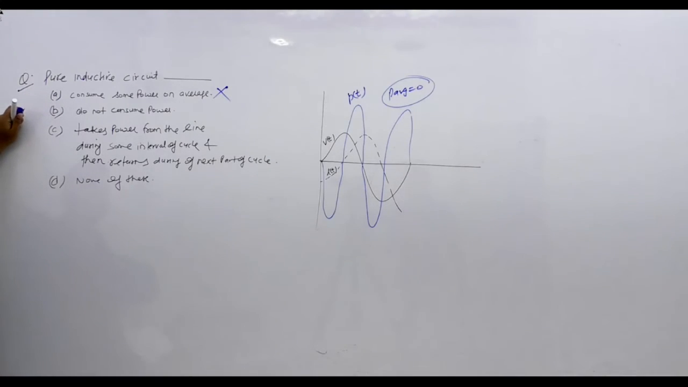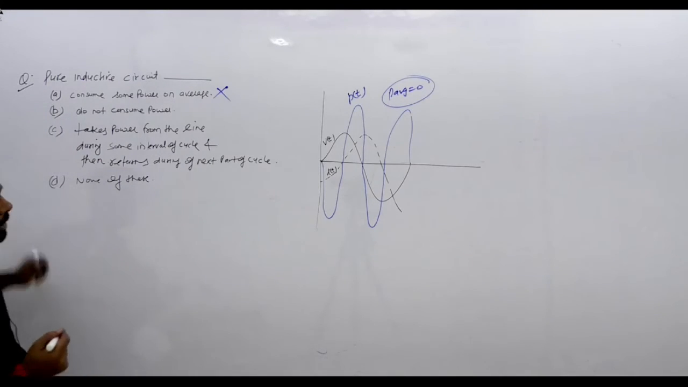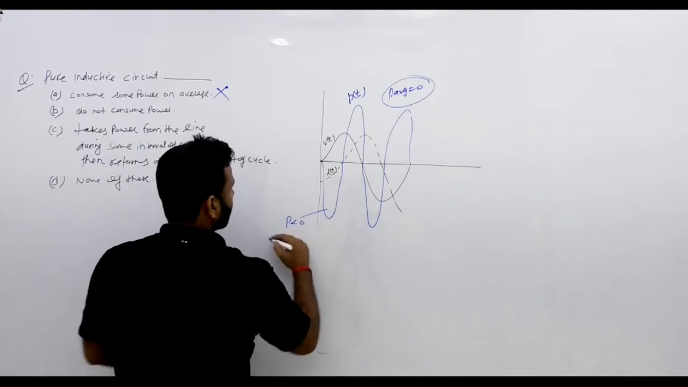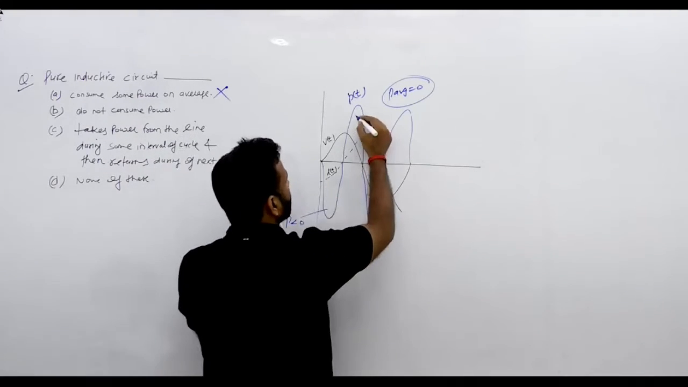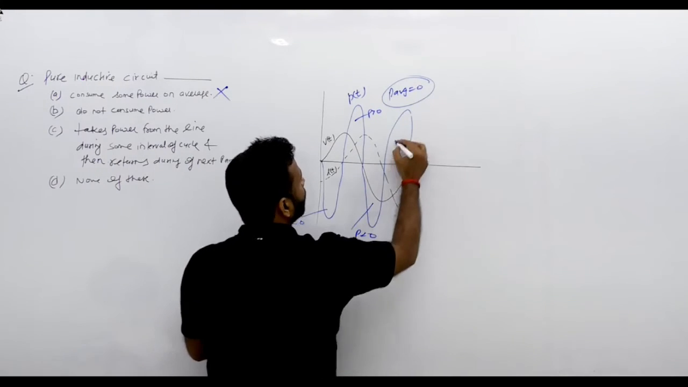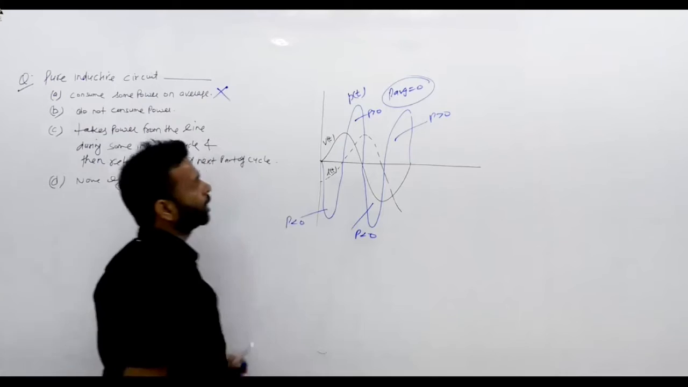तो अगर अगला ऑप्शन देखें, ticks power from the line during some interval of cycle, then returns to the next part of cycle. चेक कर लेते हैं. इस इंटरवल में अगर बात करें तो क्या कर रहा है? ये सप्लाई दे रहा है. इस पार्ट में क्या कर रहा है? पावर को कंज्यूम कर रहा है. फिर इस पार्ट में क्या कर रहा है? पावर को सप्लाई दे रहा है और फिर क्या कर रहा है? पावर को कंज्यूम कर रहा है.